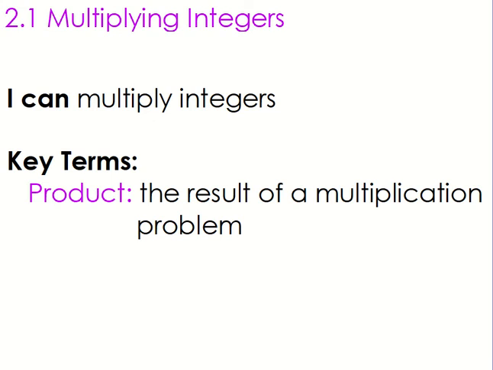Hi, today we're doing 2.1 multiplying integers. So our I can statement for today is: I can multiply integers. And we just want to remind you of key terms. Product is the result of a multiplication problem, right? So that's just another term. If we say find the product, it means multiply the two together.